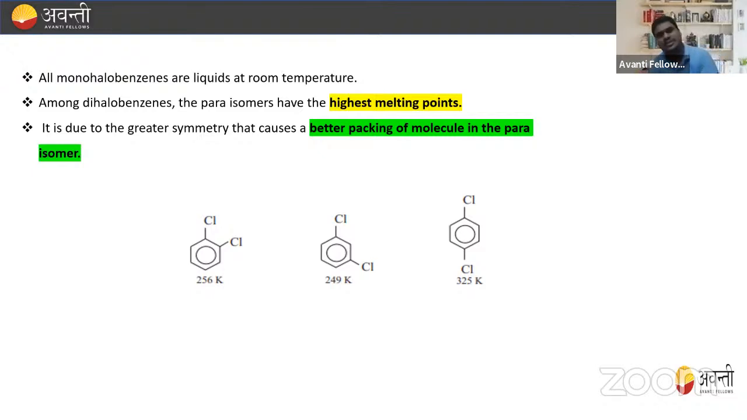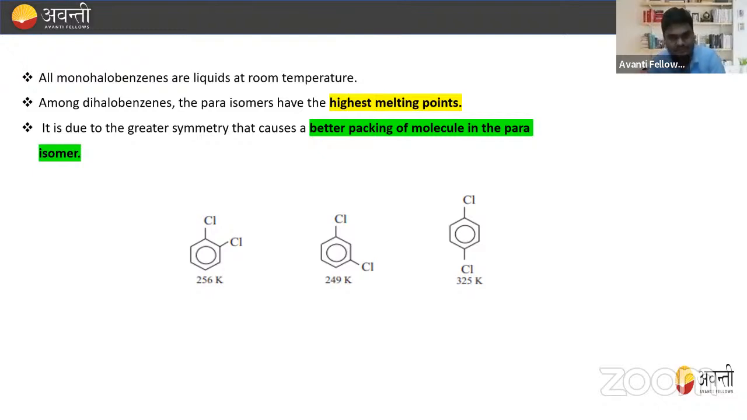Among dichlorobenzene, the para isomer has the highest melting point. So why does the para isomer have the highest melting point, beta? It is due to the greater symmetry, and that causes a better packing of the molecules in the para isomer. So always remember this, among the dihalobenzenes, the para isomer has the highest melting point and it is due to the greater symmetry that causes better packing of the molecules in the para isomer, right?